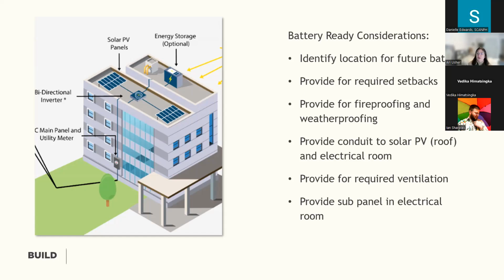So some of these considerations are going to be identifying a location for the future battery, having a place planned on the site to install a battery in the future, and then providing with that location the required setbacks, fireproofing and weatherproofing, and ventilation for the battery if it's in an enclosed space, providing conduit to the solar PV and to the electrical room, and providing capacity in the electrical room with a sub panel for battery.